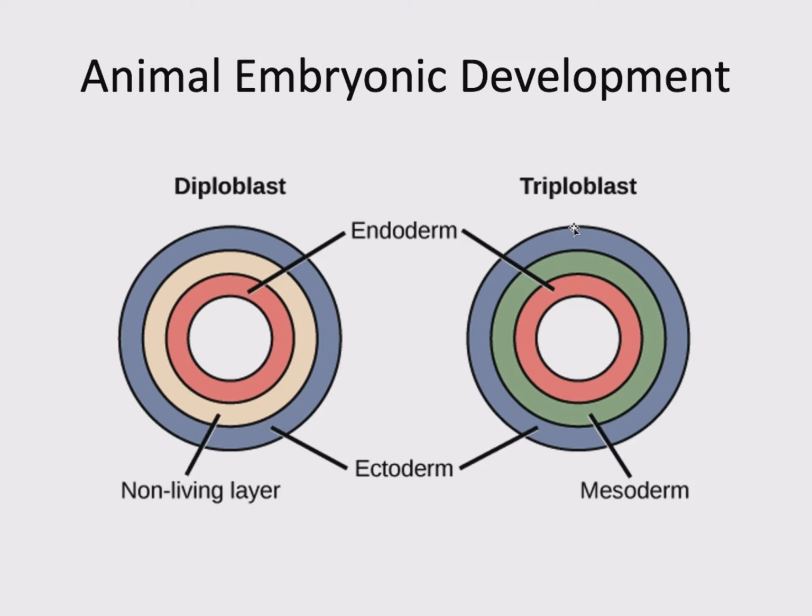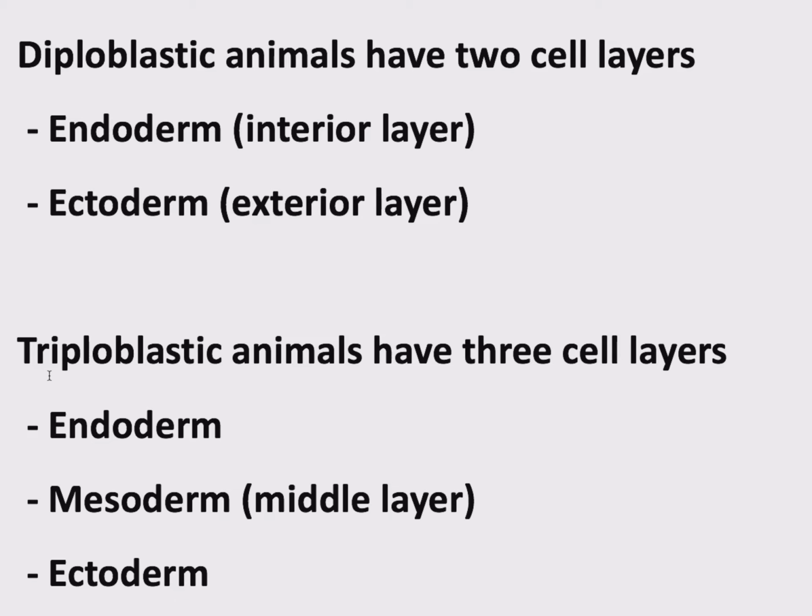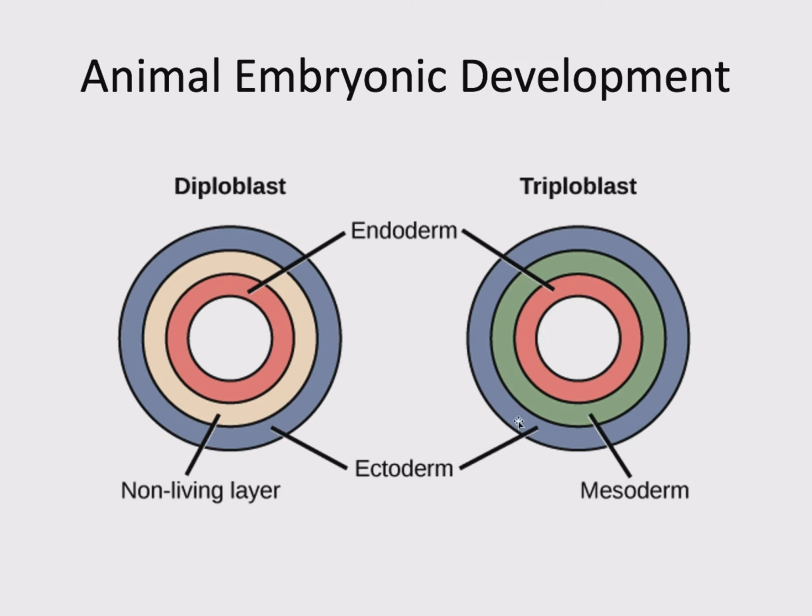You can also have triploblastic animals, where you have the ectoderm on the outside, the endoderm on the inside, but instead of a non-living layer of stuff in between, you have a third layer of tissue in between called the mesoderm in the middle. So tri means three. Triploblastic animals have three cell layers: endoderm, mesoderm in the middle, again, meso, middle, it's easy one-to-one, and then ectoderm on the outside. Again, we're going to see these cell layers come into play in later chapters.